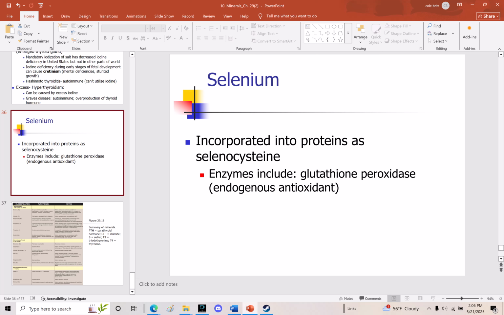Function, it's really important in production of glutathione and the enzyme glutathione peroxidase. So you can use glutathione as an antioxidant. Also, selenium is incorporated in cysteine, and that's how it's used in a lot of these enzymes. So cysteine is an important amino acid related to selenium function in the enzymes.